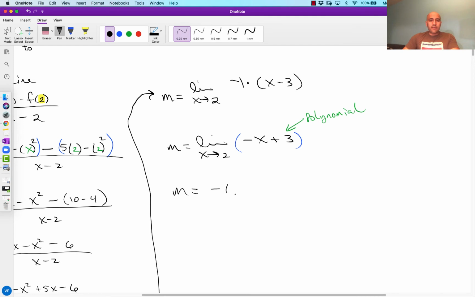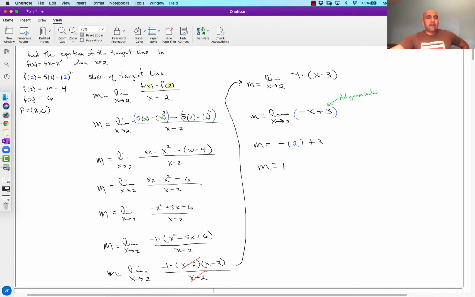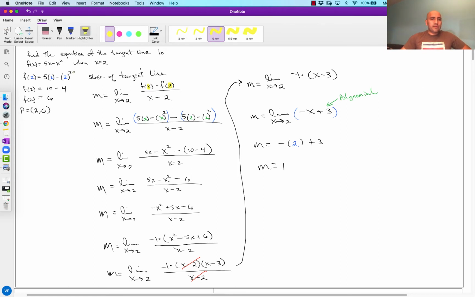This is going to be minus blank plus 3. And all we have to do is put a 2 right in there. And so after all that work, I see that my slope is equal to 1. Okay, so the tangent line is going to be a line that goes through the point 2, 6 because of this, and has slope of 1 from this formula.